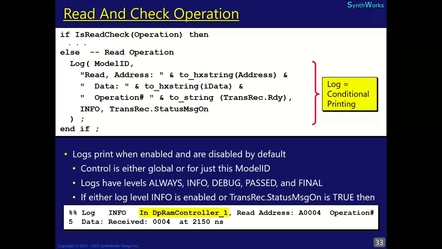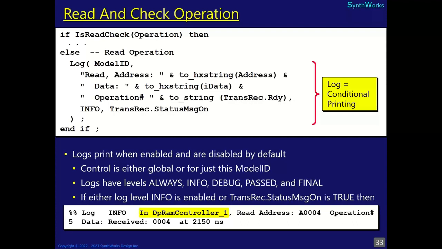And they're disabled by default. The control is either from the global settings, or we can go specifically down to this ID if we want to. Okay. Logs have levels, just like alerts, asserts, and VHDL have levels. So the levels here are always, info, debug, past, and final. Past and final are kind of special. Always is kind of special too. Always means always print it. So it's always enabled and always print it.